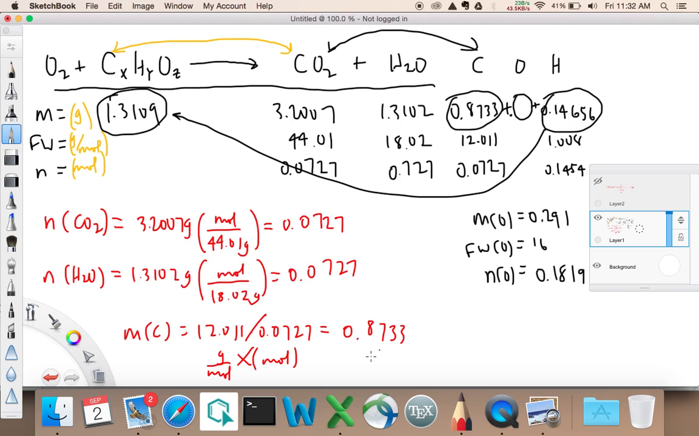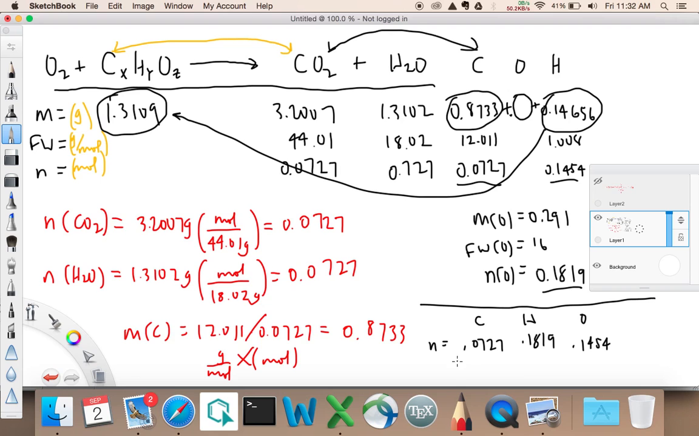0.1819. Okay. All right. So here's what we got. We've got the moles of carbon, the moles of hydrogen, and the moles of oxygen. So I'm going to write it down: carbon, hydrogen, and oxygen, and it's 0.0727, 0.1819, and 0.1454. That's the moles of these guys, okay? But these are not the lowest ratios. The lowest ratios are going to be divide all these by the smallest number. So I'm going to say n prime. That's the smallest number.